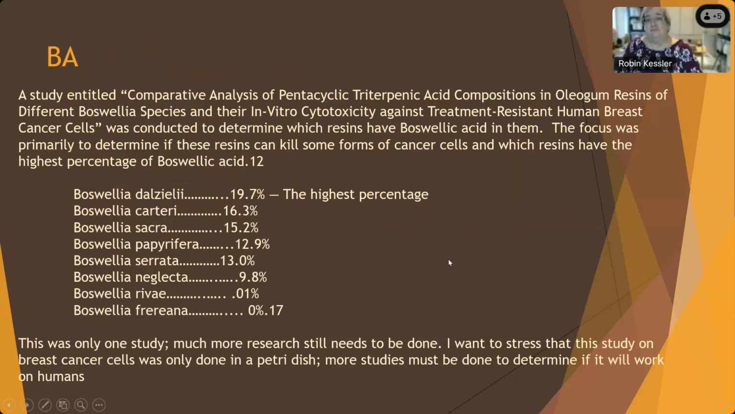A study was done, and we actually have this study in full length in the frankincense group, on comparative analysis of pentacyclic triterpenic acid compounds in oleogum resins of the different Boswellia species. The focus was primarily to determine if these resins can kill some form of cancer cells and which resins have the higher percentage of boswellic acid.